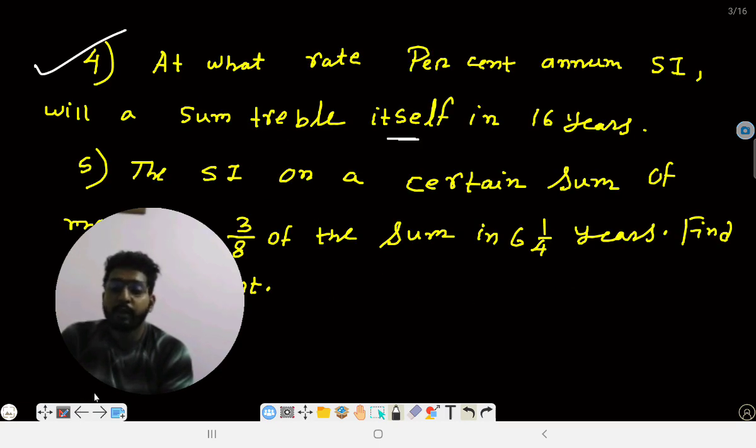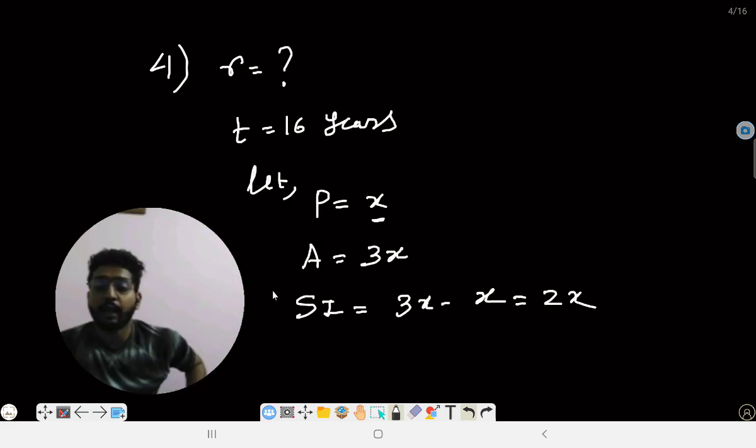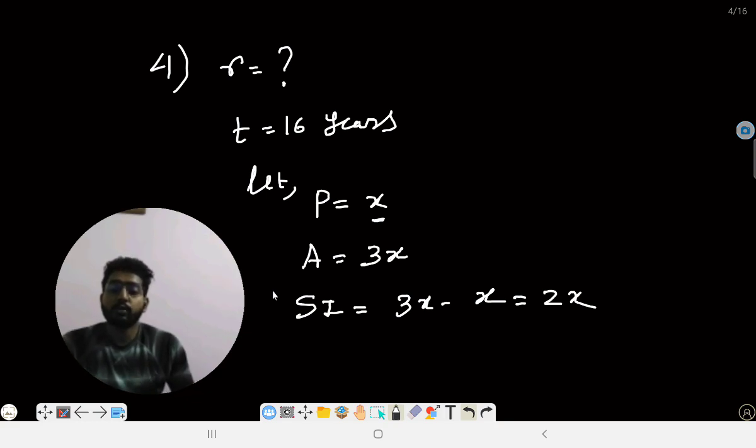A sum will treble itself in 16 years, that means the time is 16 years and the amount will be treble, meaning 3 times, that means A will be 3x. So what will be the SI? SI will be amount minus principal. So first find the SI, which will be 2x.